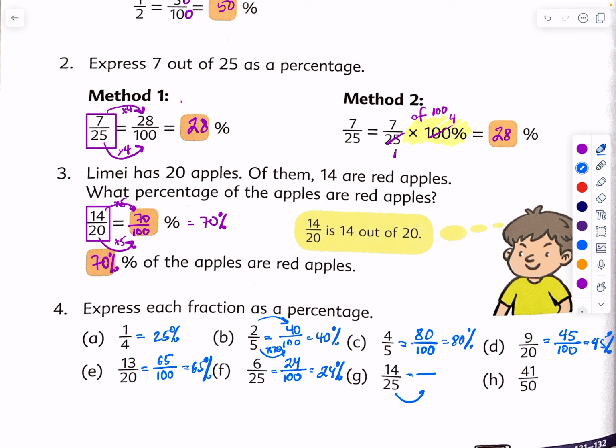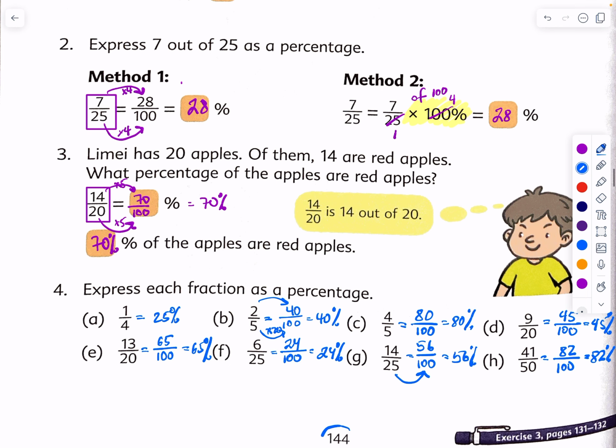25ths, such easy fractions, super easy for you guys. I know that. We have to multiply times 4, which is equivalent to 56 out of 100, or 56%. And finally, 41/50ths is the same as 82 out of 100, or 82%.